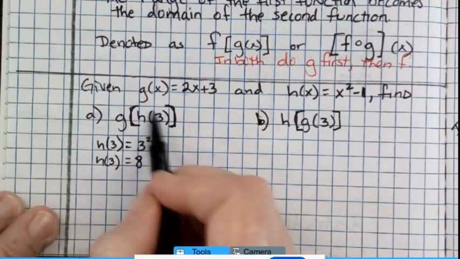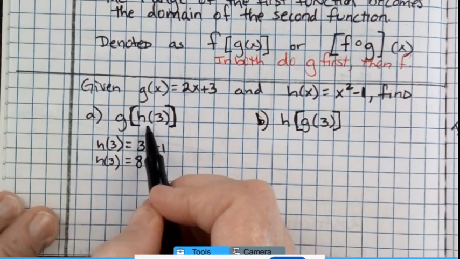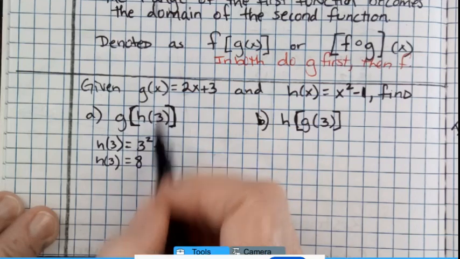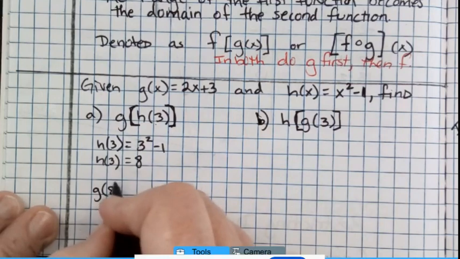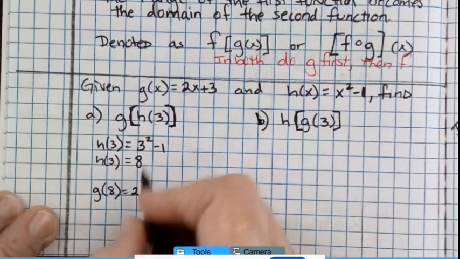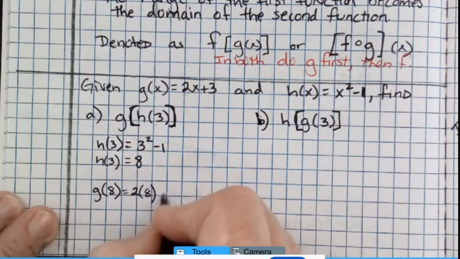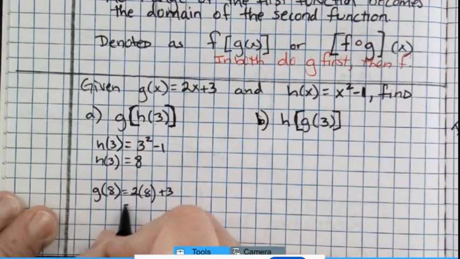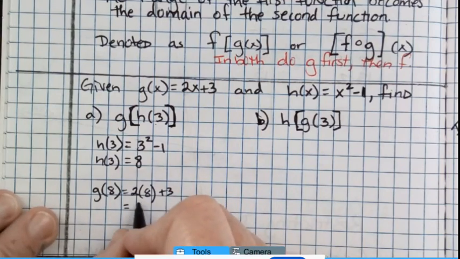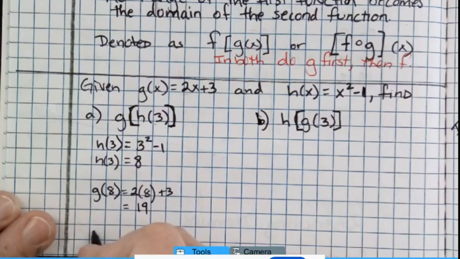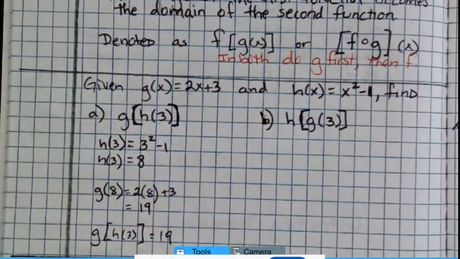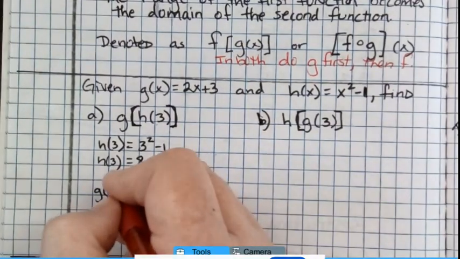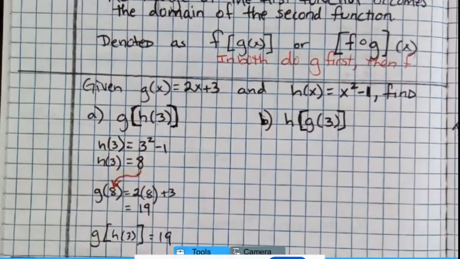So what we now do is you take 8, and that becomes our input for g. So we're going to plug 8 into g. So g of 8 is equal to 2 times 8 plus 3, which is going to be 19. So we say g of h of 3 is equal to 19. And here I will use the red to say this now goes into g.